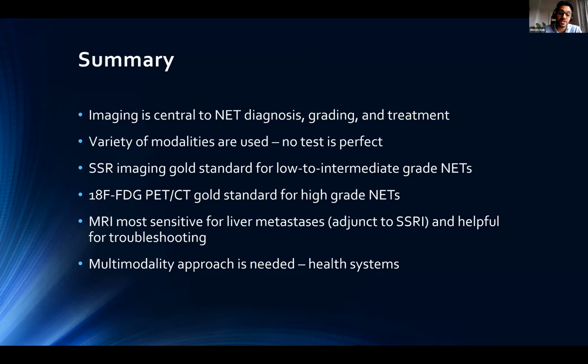Somatostatin receptor imaging is of course helpful, but there are also limitations in terms of false positives here as well. FDG is the gold standard for high-grade NET initial staging and restaging, and MRI should be used as an adjunct for liver metastases detection.